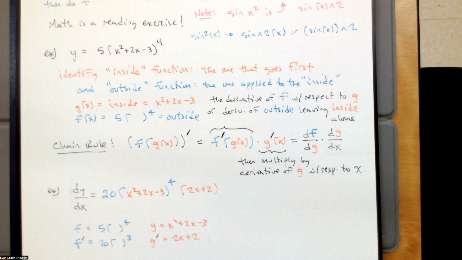Those first two factors make df dg. That second factor makes dg dx.